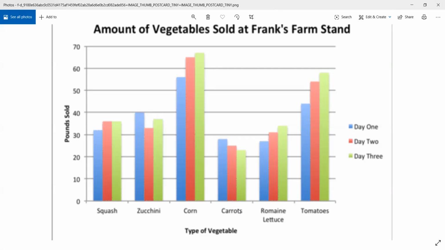From day 1 to day 2 there was an increase in sales, but day 2 and day 3 did not have any change in sales, basically meaning that there was no progress from day 2 to day 3. These are some of the affirmations that you get from a multiple bar diagram.